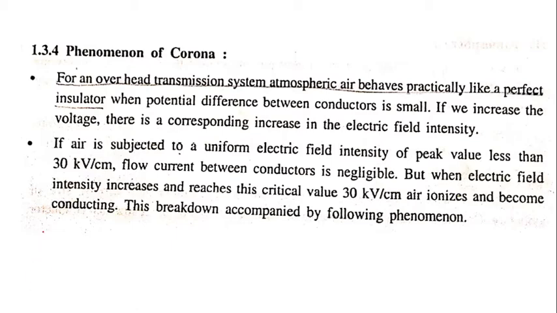For an overhead transmission system, atmospheric air behaves practically like a perfect insulator, right? So no electron, or we can say no current, is going to flow through the atmosphere when the potential difference between conductors is small. If we have two different conductors and the potential difference between them is very small, no current is going to flow from conductor A to conductor B, right? If we increase the voltage of that conductor, there is a corresponding increase in the electric field intensity.